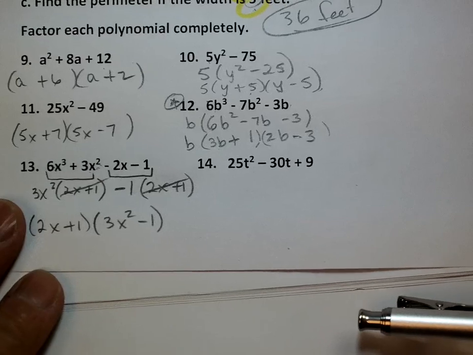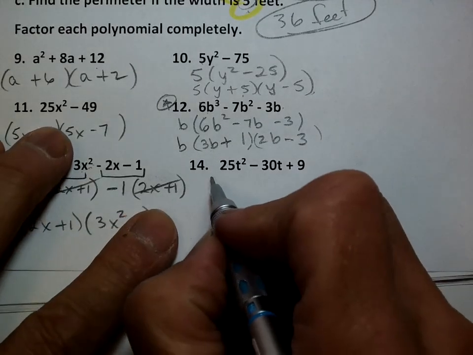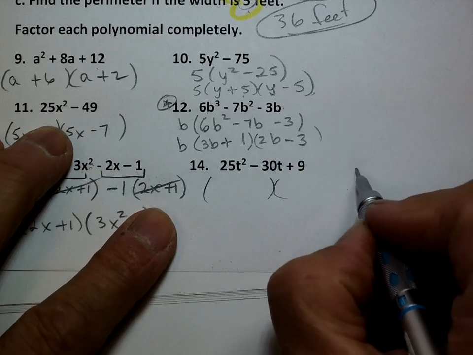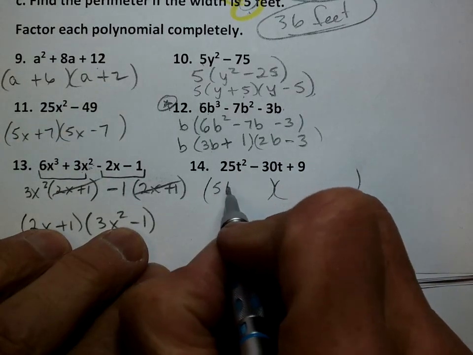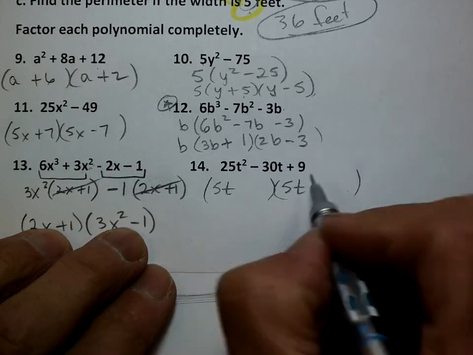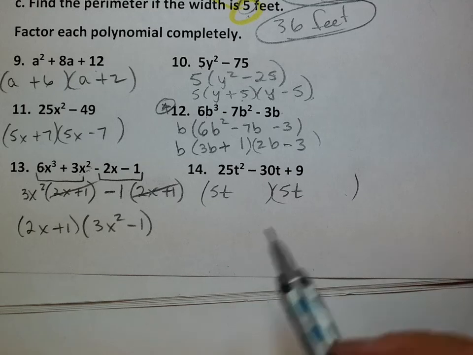Okay? All right, number 14. Parentheses, parentheses, parentheses, parentheses, right? 5t, 5t, because that'll make it 25t squared, right? And probably 3 and 3, right, for the 9? Probably 3 and 3.